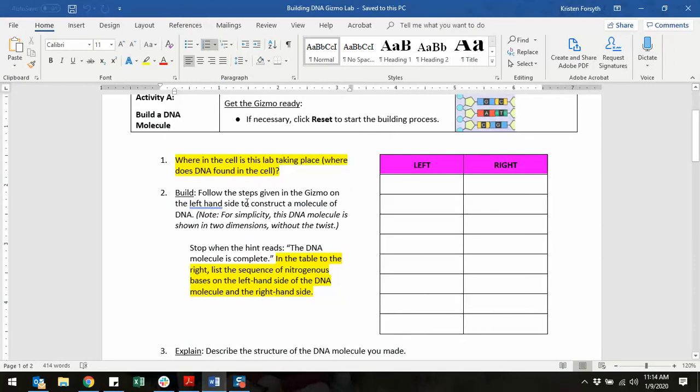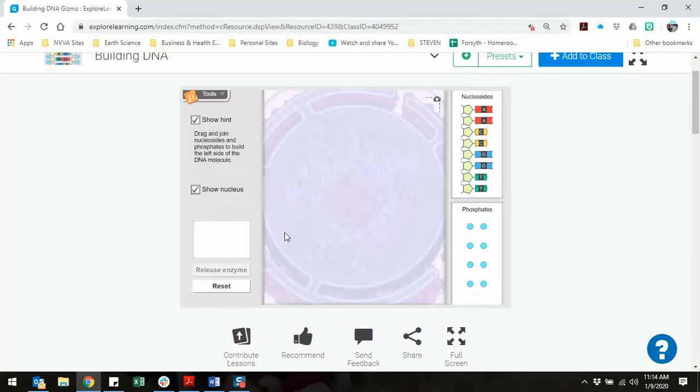Number 2, it says to follow the steps given in the gizmo on the left side to construct a molecule of DNA. So you're going to be actually constructing your own molecule of DNA. It tells you a hint for this gizmo: the DNA molecule is 2-dimensional and does not have the twist in it. When DNA is actually being made, there is the twist, the double helix shape. So it will not be showing you the twist. It'll just be showing us 2-dimensional.